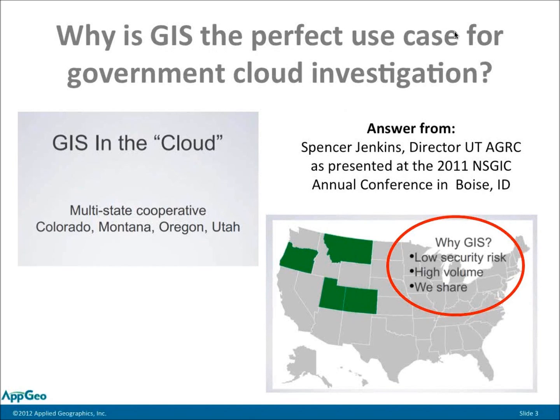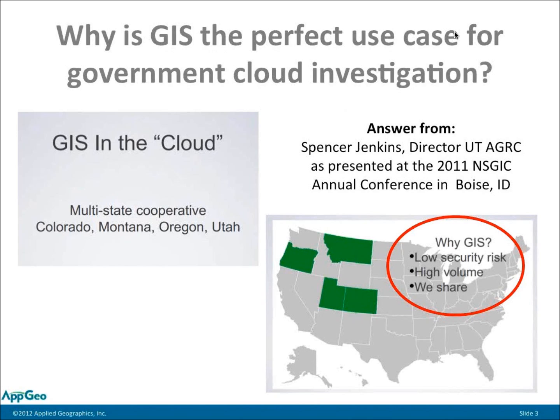This slide comes from a collaborator of mine, Spencer Jenkins, who's the former director of the Utah State GIS Office, the AGRC. And Utah is a state where we provided some advice in some of their cloud investigations, and I'll actually end the talk with some findings from Utah. But Spencer gave a talk to the National States Geographic Information Council 2 years ago in Boise at the 2011 conference, and he made the very simple observation that GIS is a real perfect use case for the cloud because there's a low security risk.